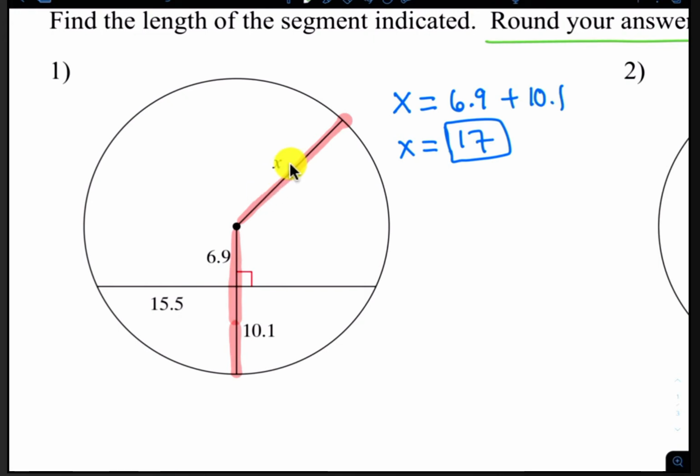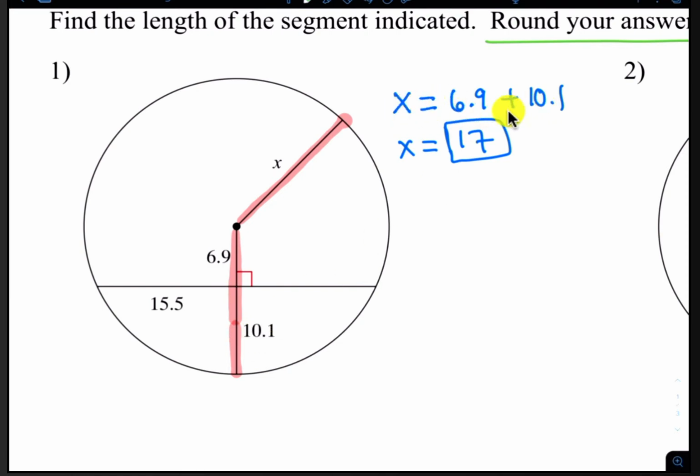X is a radius, which is a segment that goes from the center to the edge of the circle. There's another radius that goes from the center over to the edge of the circle here. So the two radiuses, or the two radii, are equal. They have the same length. So this X has to have the same length as the 6.9 plus the 10.1.